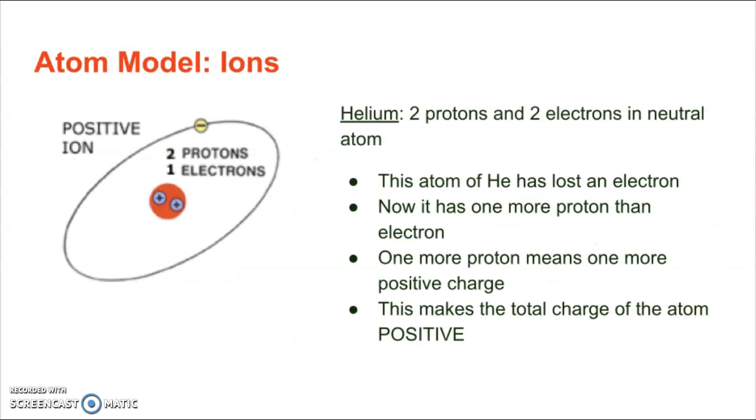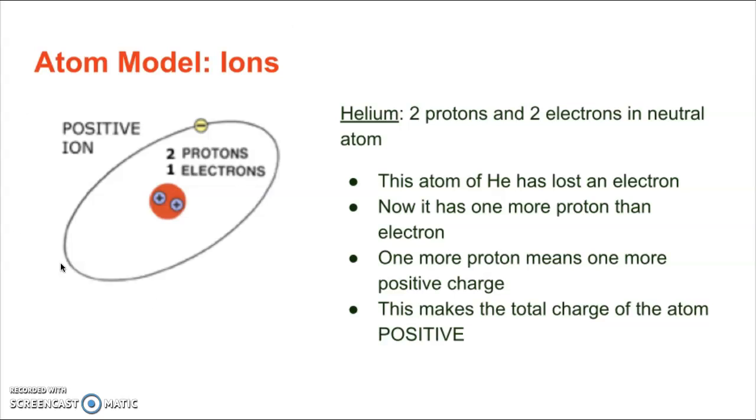Let's look at what this is looking like in an example. If I have helium and I find it on my periodic table, helium has an atomic number of 2, which means helium is going to have 2 protons in its nucleus. And if helium is neutral, that means that I have 2 protons and 2 electrons, because in a neutral atom, my number of protons and my number of electrons are equal.